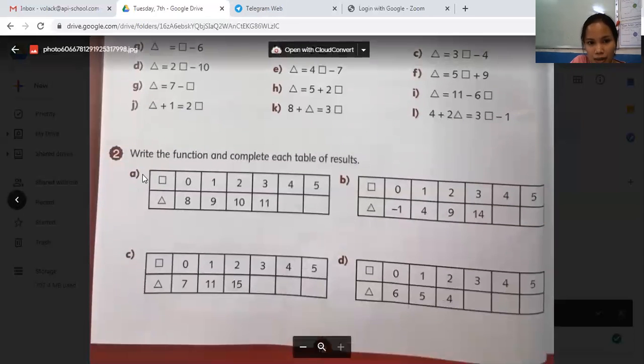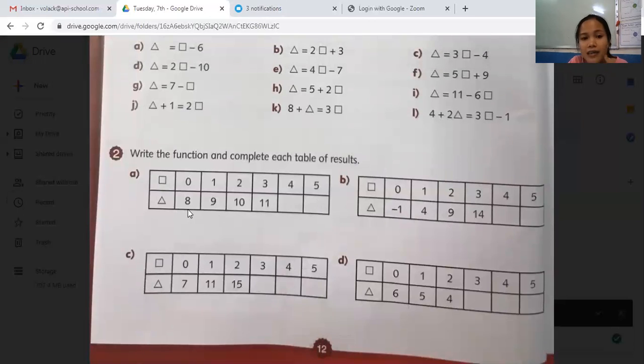This one, they give you only one. For letter A, they give you only one box, but they want you to complete this too, and also write the formula. So I can do the letter A for you. The formula here is triangle equals square plus 8.